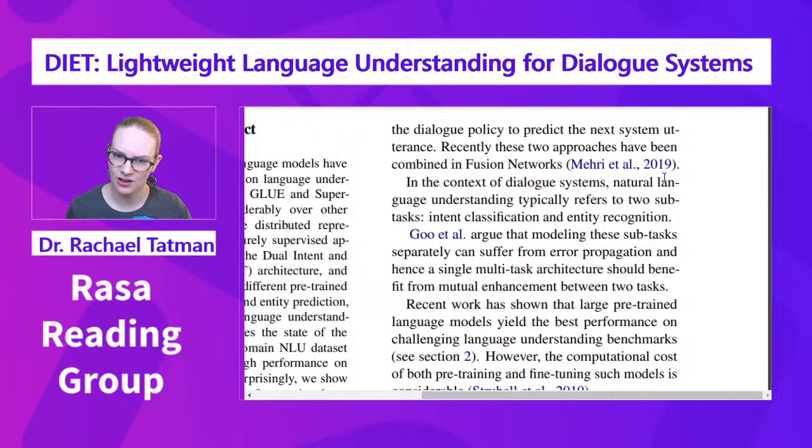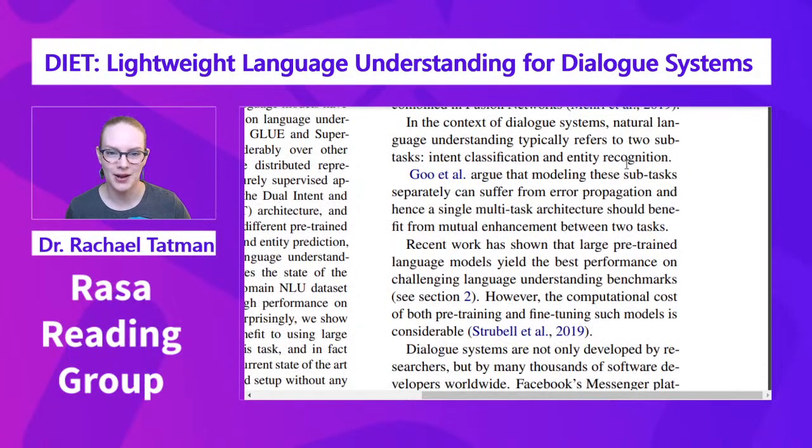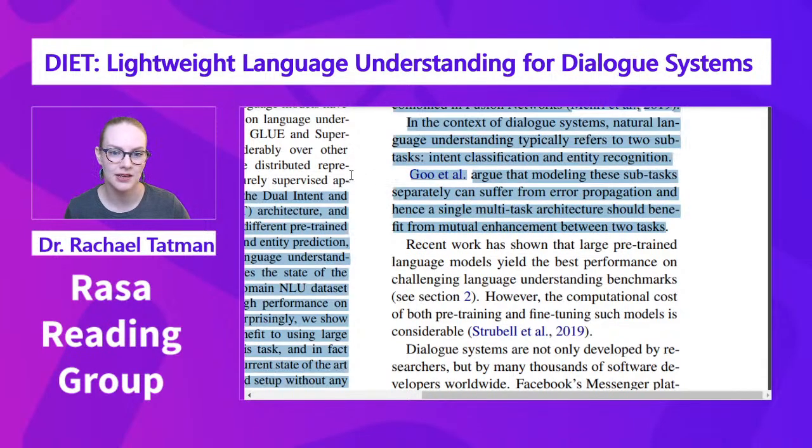In the context of dialogue systems, natural language understanding typically refers to two subtasks, intent classification and entity recognition. Gu et al. argue that modeling these subtasks separately can suffer from error propagation, and hence a single multitask architecture should benefit from mutual enhancement between the two tasks.